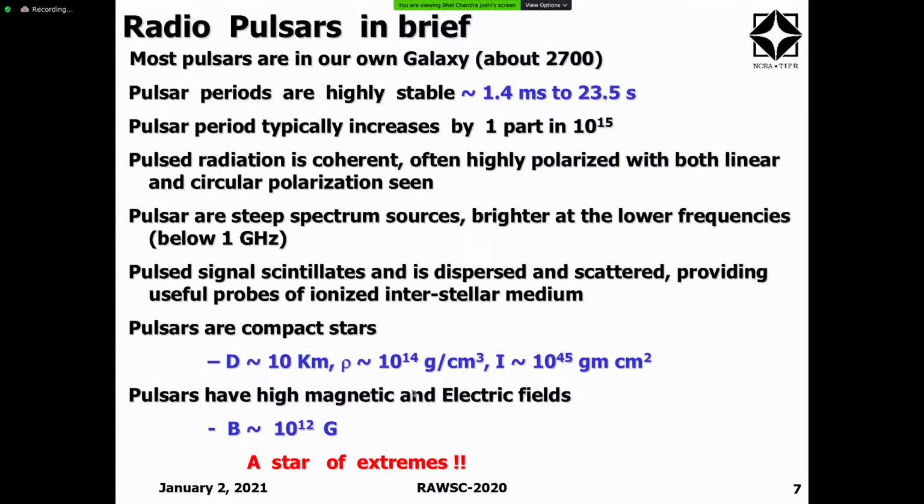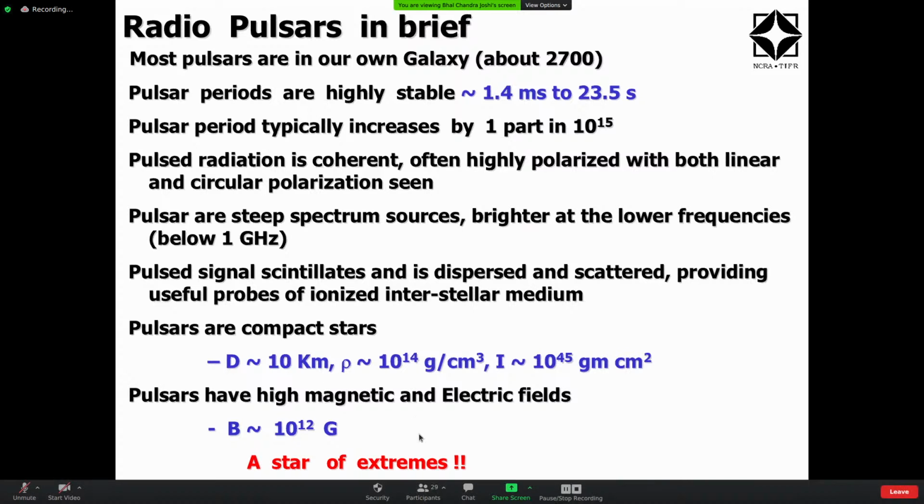We have already seen that the pulsar signal is dispersed, but apart from dispersion, the pulsars also scintillate or twinkle, and their pulses are scatter broadened. These 3 properties make pulsars a very useful probe of the ionized interstellar medium.